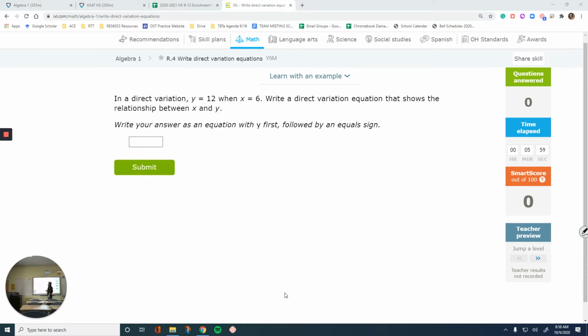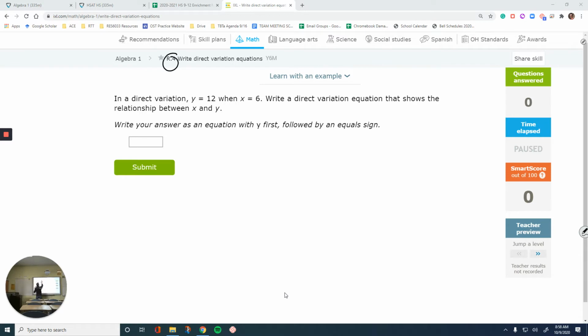So in a direct variation, y equals 12 when x equals 6. Write a direct variation equation that shows the relationship between x and y. By the way, we are working on IXL R.4, Write direct variation equations. It says write your answer as an equation with y first. So start your equation with y and then complete it.